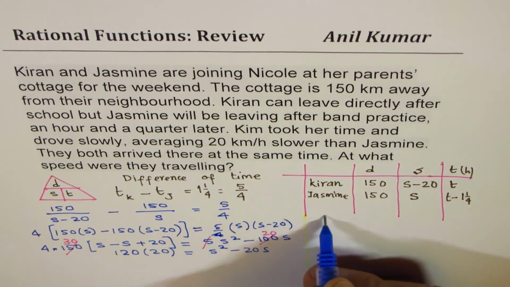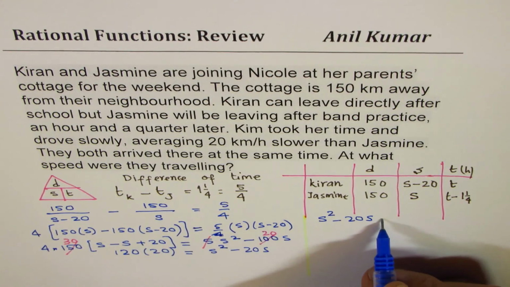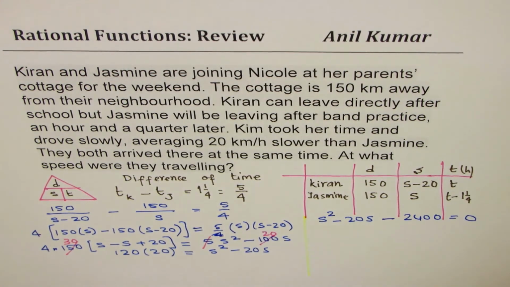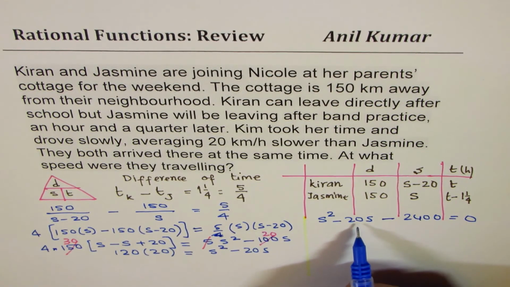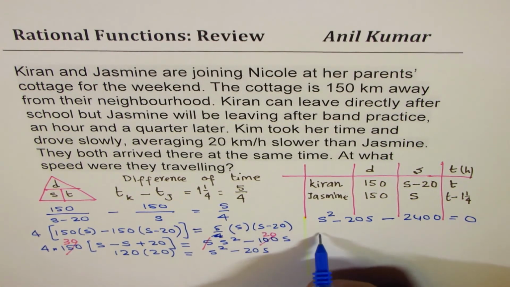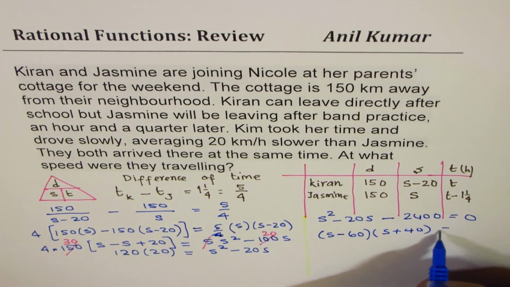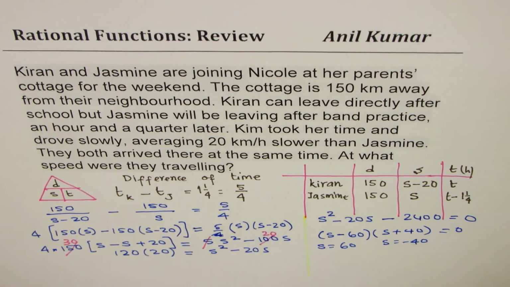Anyway, let's write down this equation, which is S square minus 20S, bringing that term to this side, minus 2400, equals 0. Correct. That's what you get. Well, you can use the quadratic formula at this moment, or we are looking for product of 2400 and sum of minus 20. 60 and 40 can work for you. So we could factor this: S minus 60 times S plus 40 equals 0. So the speed could be 60, and negative is not valid, just forget about it. So we get this correct answer.